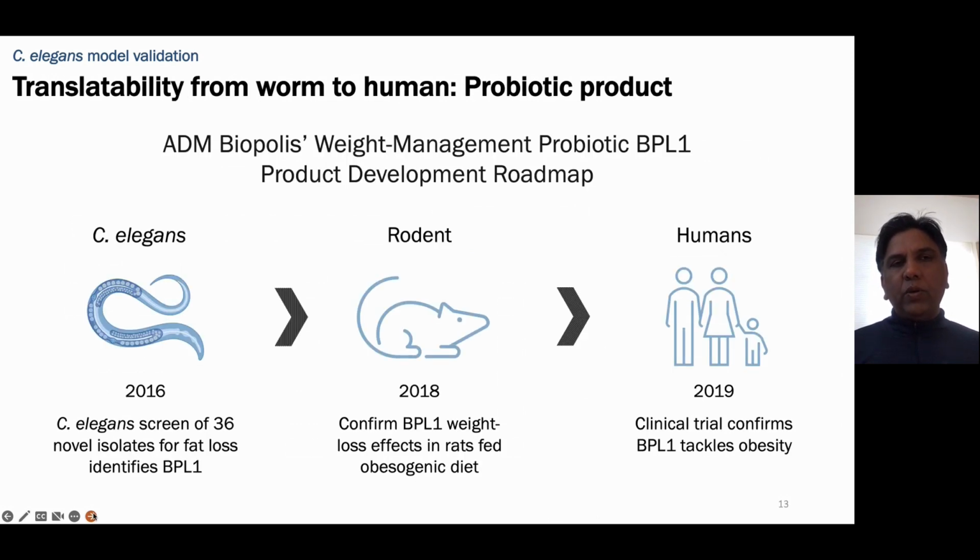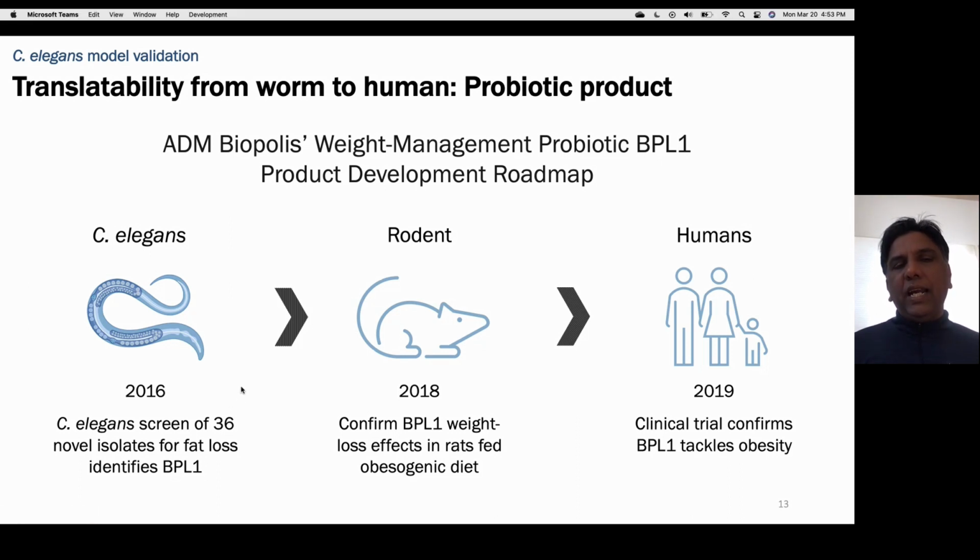The other example which I would like to highlight is not from our work, but is from the industry. ADM has done a screen looking at essentially anti-obesity. So the idea is to look at probiotics which can reduce the accumulation of lipids or adiposity, basically. So they did a screen in C. elegans and identified the hits, and they showed that these hits could also show similar efficacy in rodents and humans. So this is a very nice example where discovery in C. elegans has led to an actual product on the shelf.